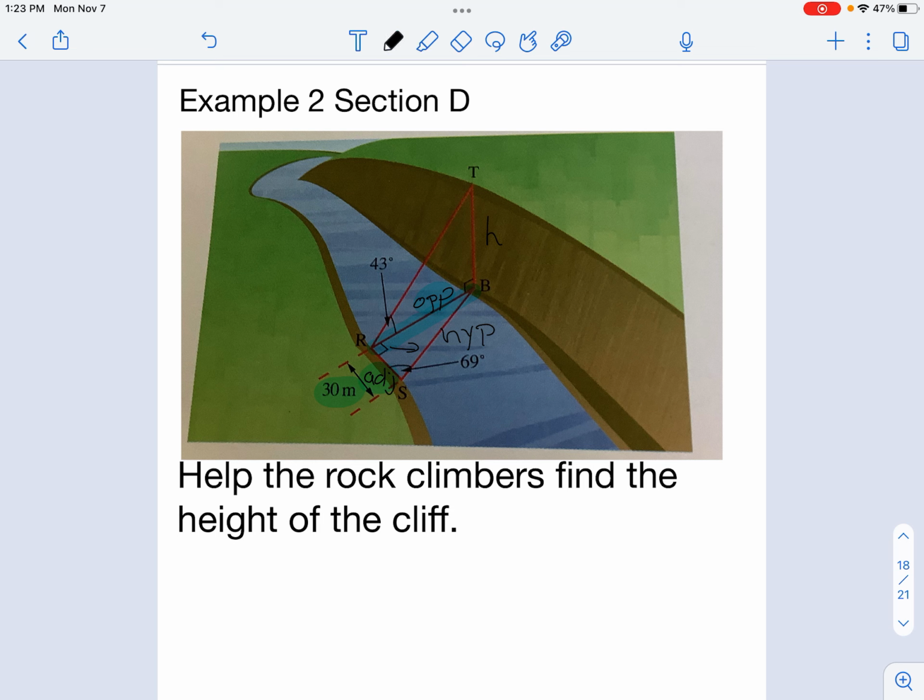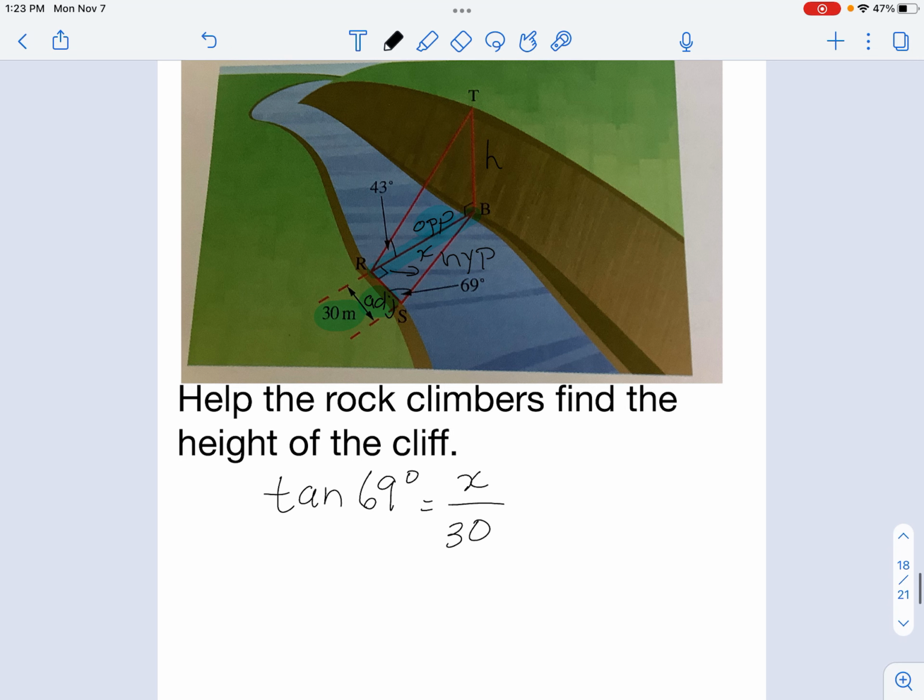Which ratio uses adjacent and opposite? That would be our tan ratio. So tan of the angle that's given is equal to the opposite, which we don't know. I'll call that x. That's the length of RB over A, which is 30 meters. And then to find x, the next step would be to multiply both sides by 30. So 30 times tan 69 will give us the answer for x. And I know to multiply by 30 because that's the opposite of dividing by 30.